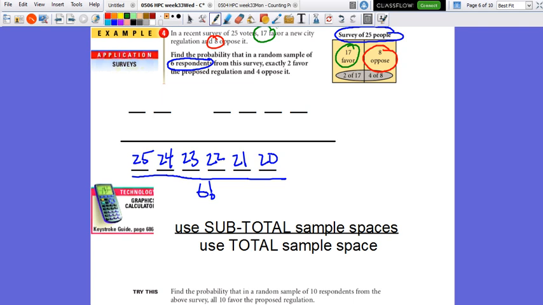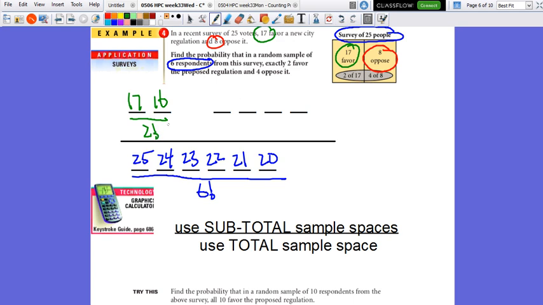All right. So we're looking for 2. So let's start with this green. We're looking at 2 out of the 17. We're interested in two that favor it out of the pool of 17 that favor. Okay, 17 times 16 over 2 factorial.